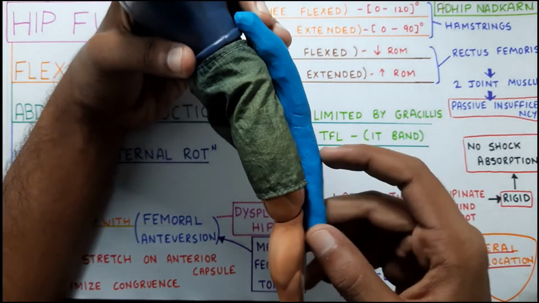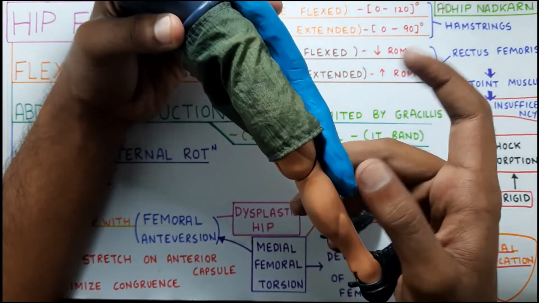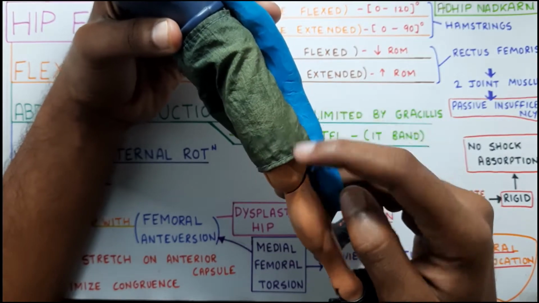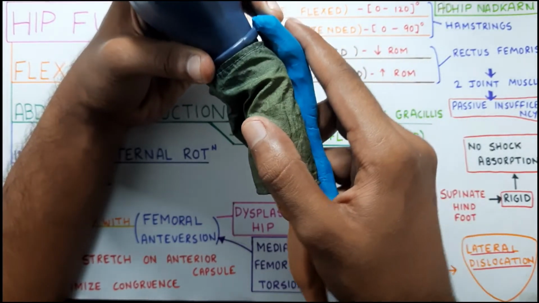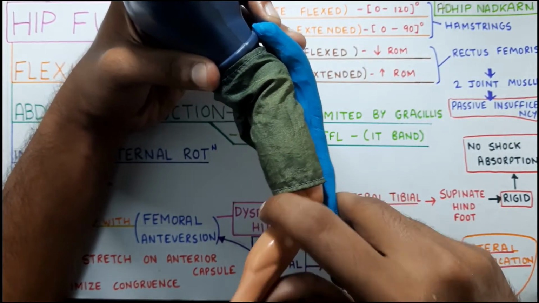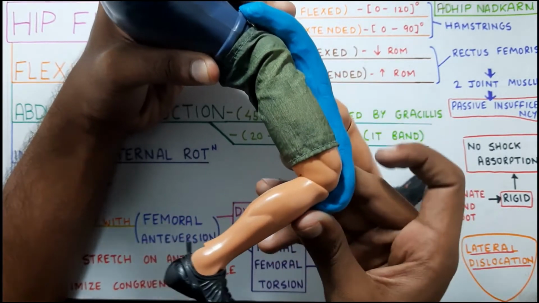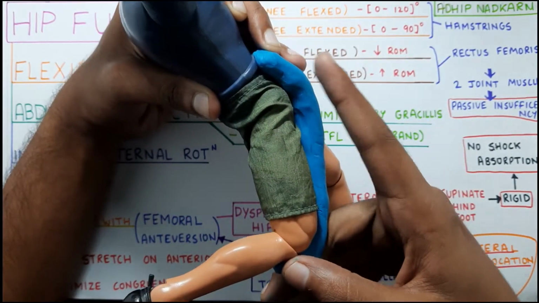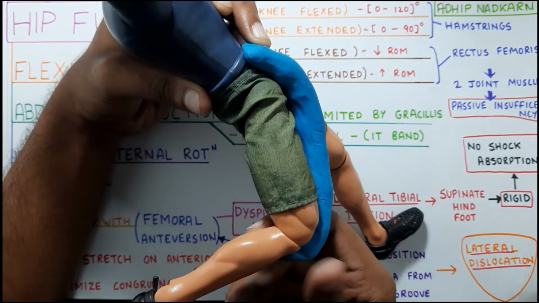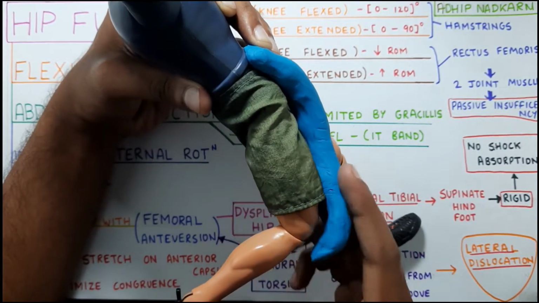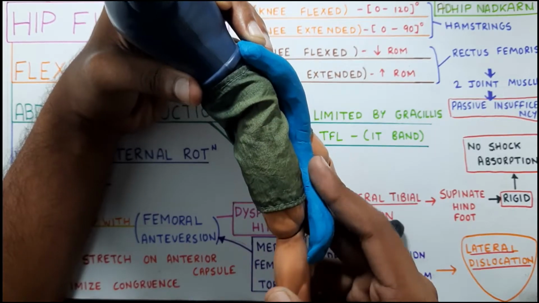So now what is happening over here? The rectus femoris is not stretched at the knee joint, but it is getting stretched at the hip joint. But now if I do knee flexion, it will get stretched at the knee as well as the hip. So this is your passive insufficiency. The range will be reduced with your knee flexed compared to knee extended, right?